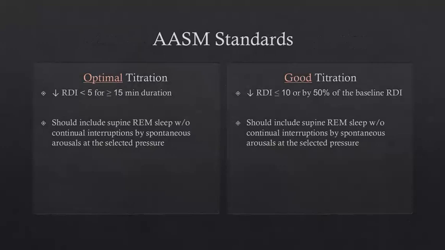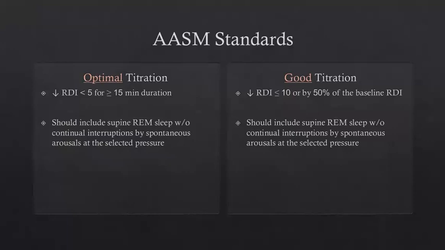The ASM defines an optimal titration by having the patient at a PAP pressure that reduces their RDI to less than 5 for at least 15 minutes, and that includes REM supine sleep. A good titration is considered an RDI of less than 10 or a reduction of at least 50% of the baseline RDI, and that also includes REM supine sleep. You might see a good titration in patients that are quite severe. If their starting baseline RDI is very, very high, sometimes we're not always going to necessarily get them to less than 5, but a significant improvement over what they originally came in with without PAP is still considered pretty good.